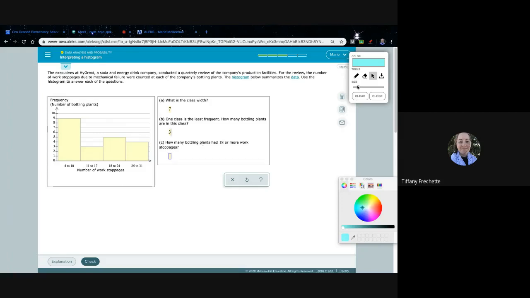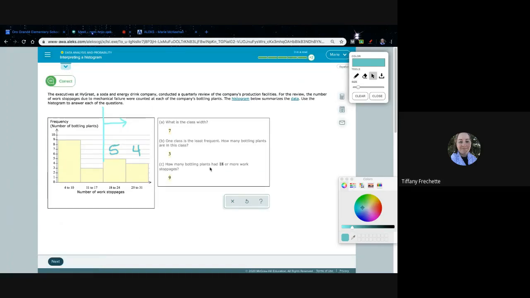How many bottling plants have 18 or more work stoppages? So I want 18 or more. So I'm going to draw a line at 18 or more. And I'm going to go everything that has more than that line. So then I need to count. So this one has 5 and this one has 4. So together it's a 9. 9 and check. And that's the answer. Yay! All right, we finished another one.